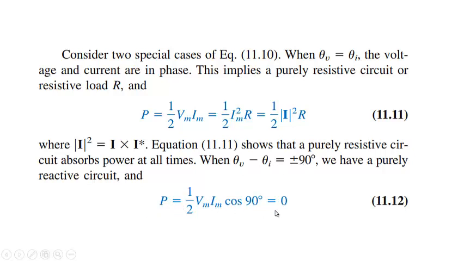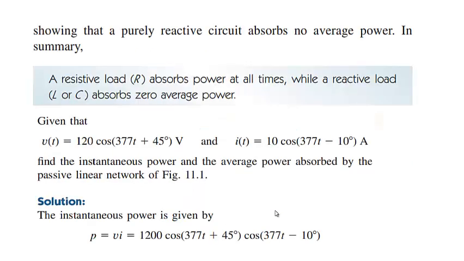In that case, as I already told you, the instantaneous power will have equal positive and negative halves, so the average will be equal to 0, showing that a purely reactive circuit absorbs no average power. In summary, a resistive load R absorbs power all the time, while reactive loads L and C absorb 0 average power. Actually, in the first half cycle they absorb power from the source, and then in the next half cycle they supply the power back to the source. Let us now try one numerical, and it will be slightly easier to understand.